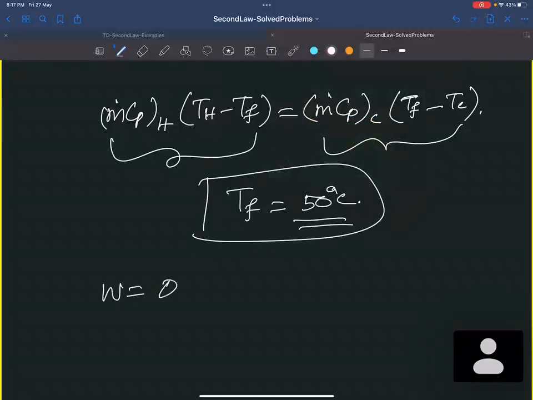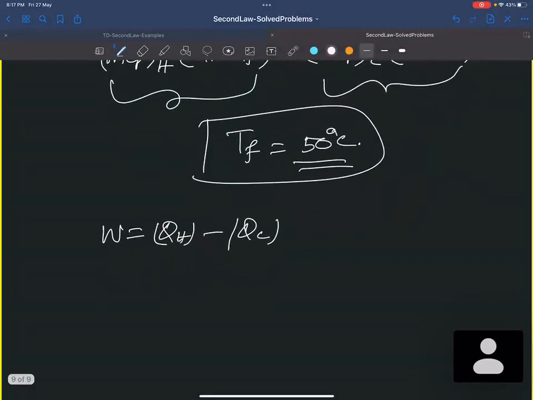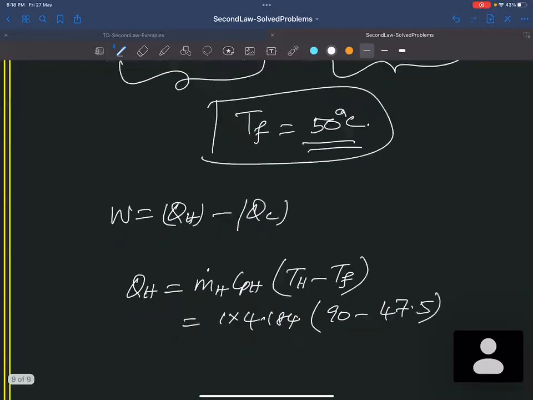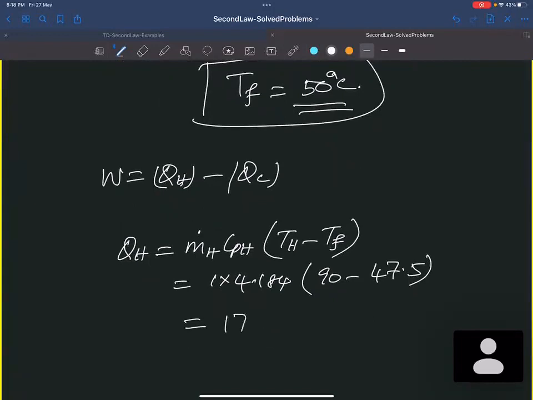So work is QH minus QC. These are all, otherwise, absolute values. What is QH? QH equal to m dot H into CpH into the temperature change, from TH to TF. So you can substitute 1 into 4.184 into TH of 90. For subtraction, you can simply use degrees Celsius, so 47.5 plus 273 and 90 plus 273. At last, they are going to have the same value. So you are having 177.65. You can check yourself.